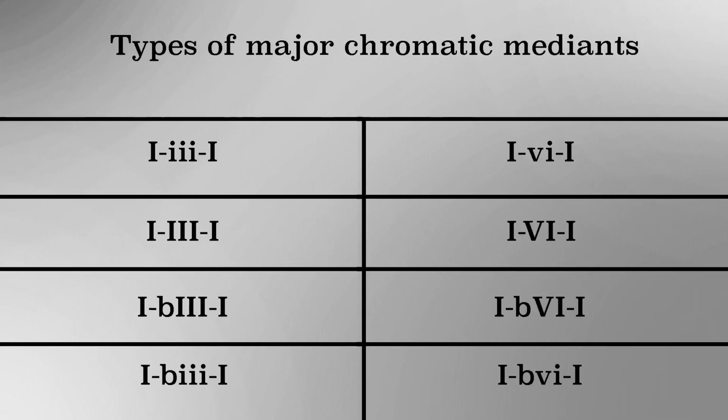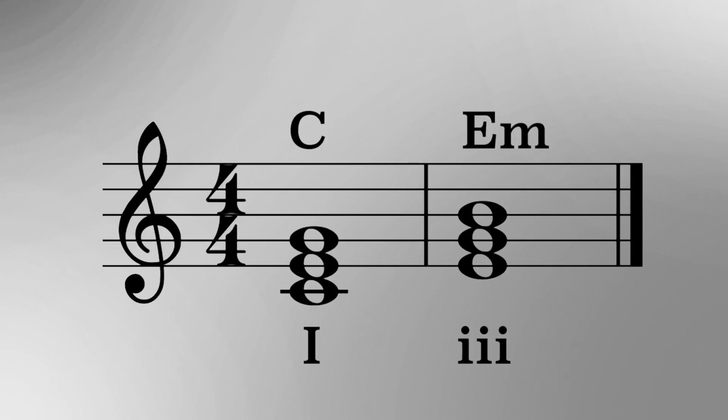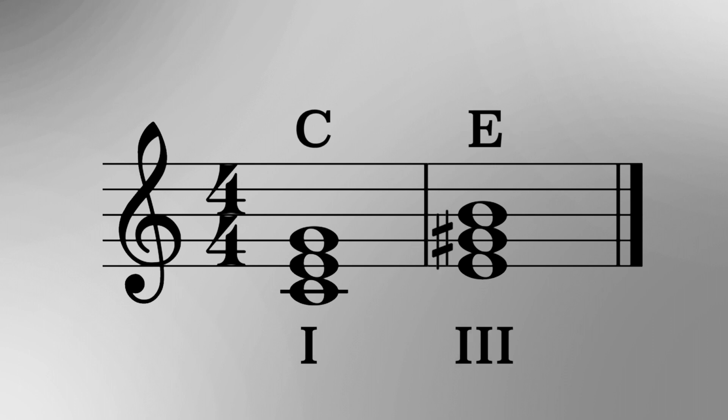Here's a chart that shows all the alterations you can make to mediant chords in a major key. So let's break this down further. Here's a 1 going to a minor 3. That's normal, that's diatonic. If we wanted to make it a chromatic mediant, let's go ahead and make it a 1 going to major 3. Simply raise the third of the chord a half step, and now it's a major chord.